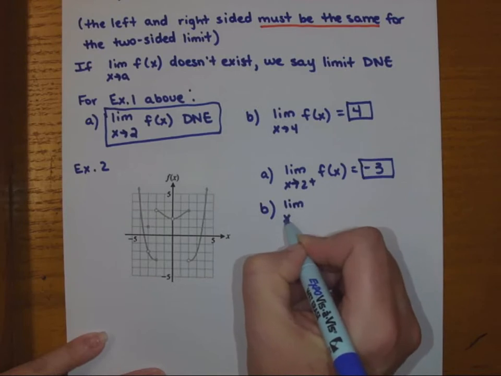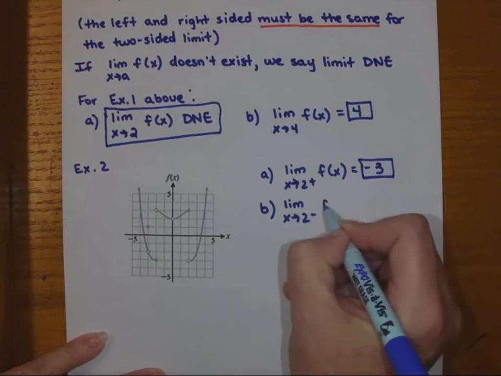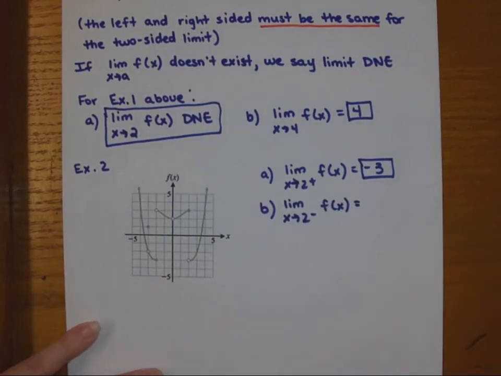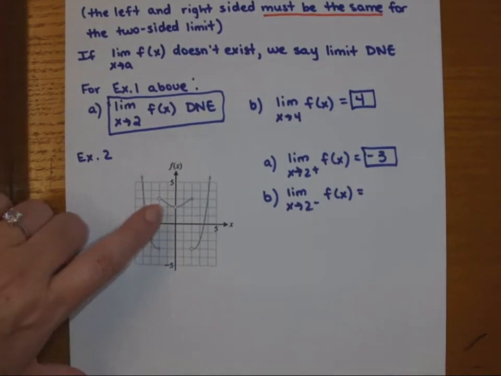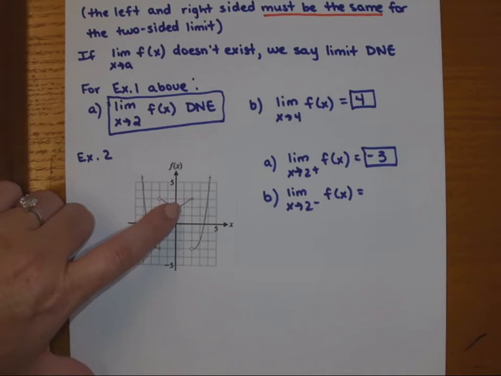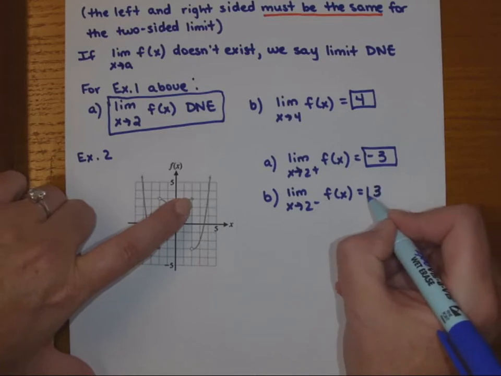So the limit as x approaches 2 from the left, notice that's a completely different question. I'm still looking here at x equals 2, but I'm traveling on the equation from on the left side of 2. So if I travel on the left side of 2 and get close to 2, notice I approach +3.